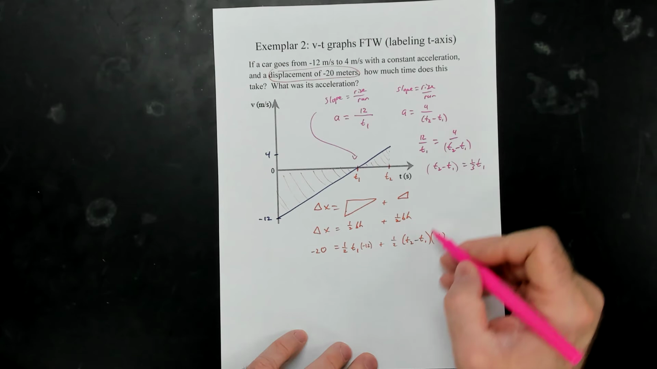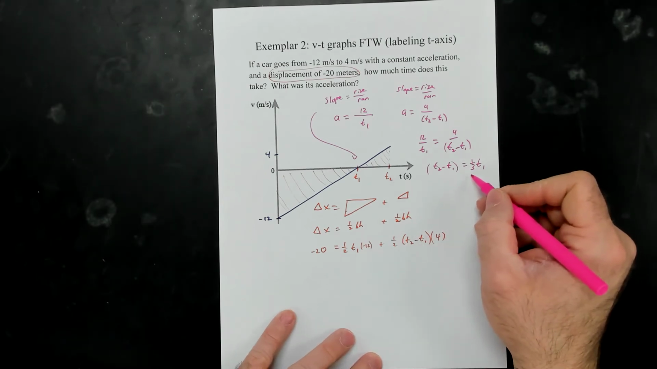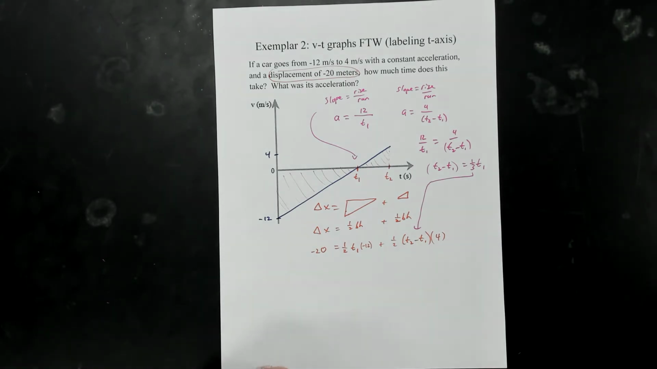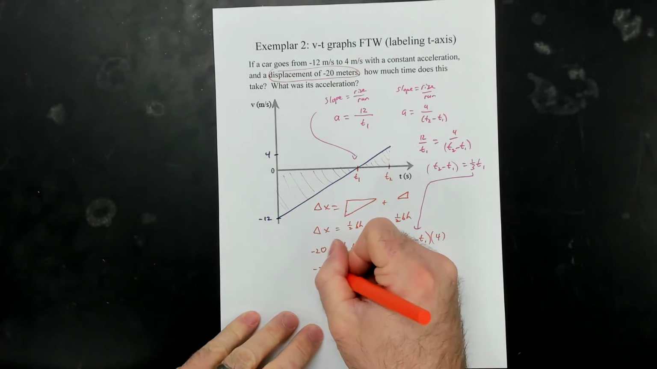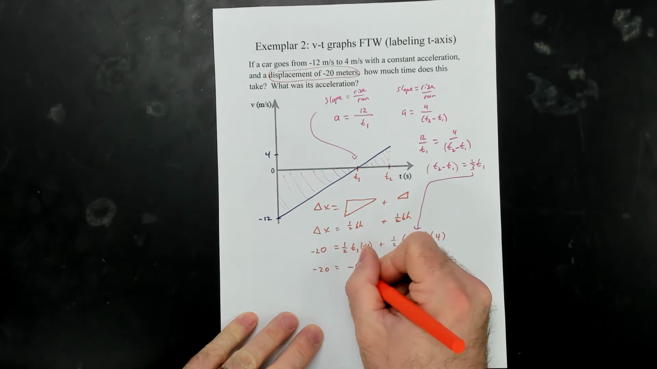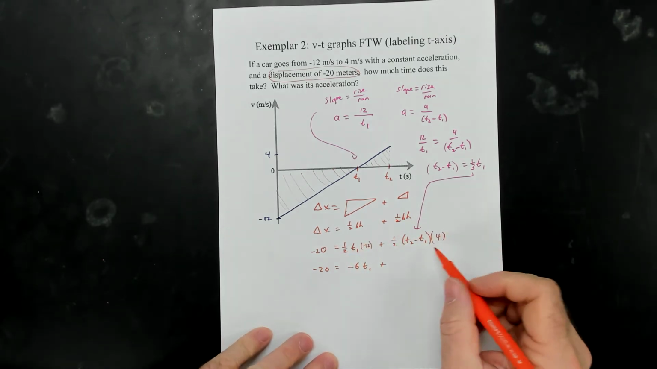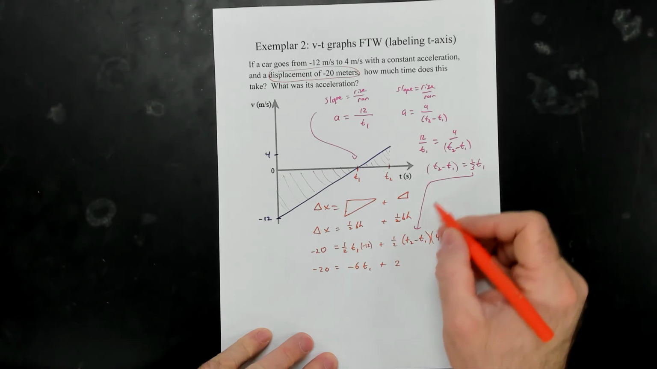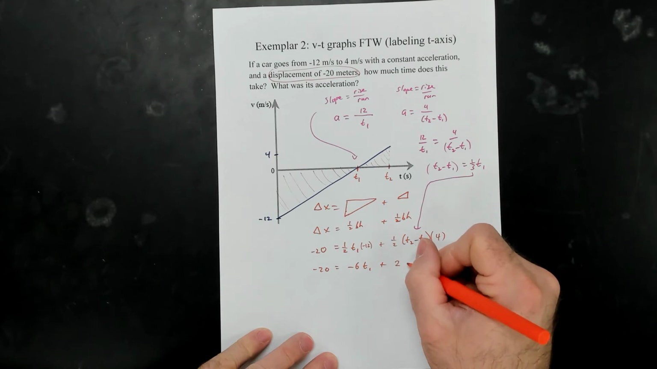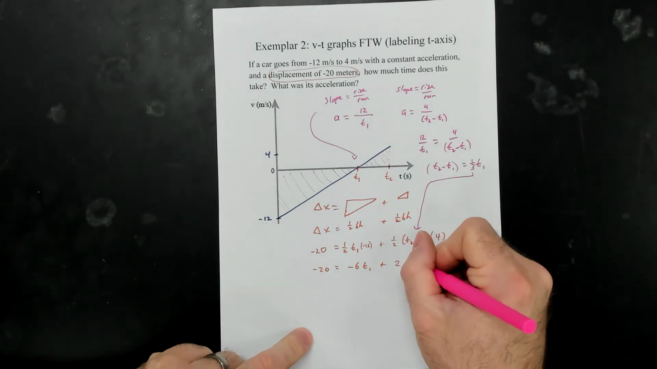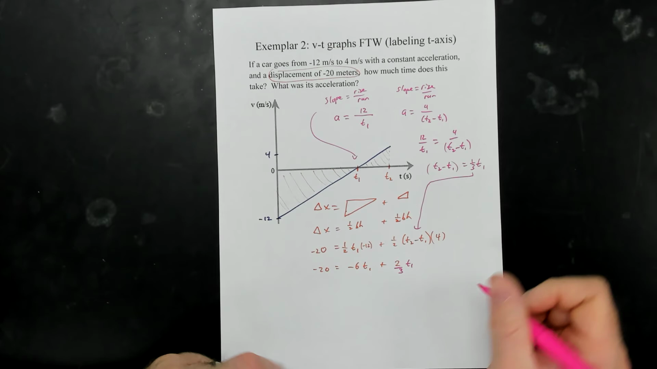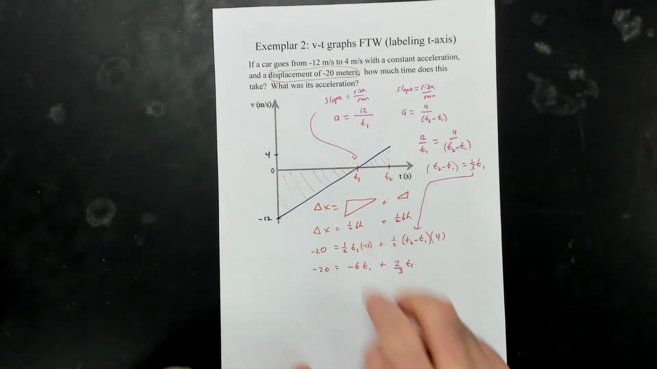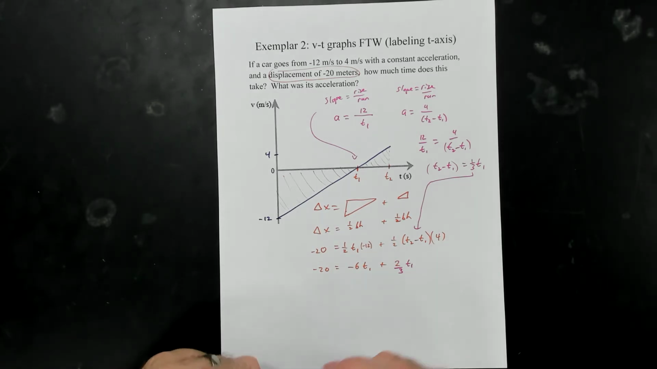So where it says t2 minus t1 down here, I could just substitute in 1/3 t1. And that is what I'm going to do. That way, my equation here now: -20, half times -12 is -6 t1, half times 4 is 2, right? Times t2 minus t1, which is 1/3 t1. So I can see now I have an equation with just one variable this time, and I can go ahead and solve for t1.